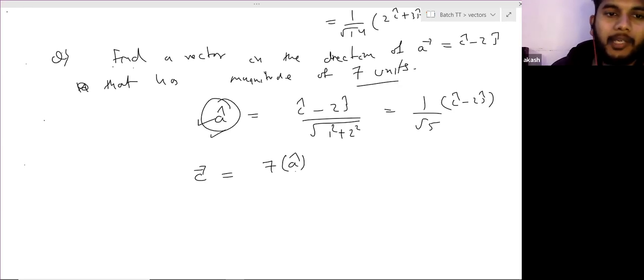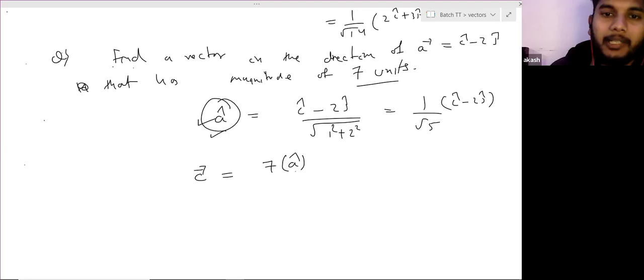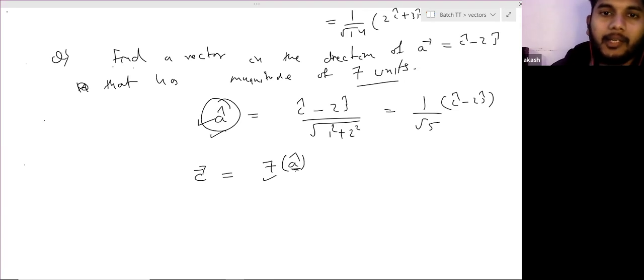What is the magnitude of A cap? 1, right? So if I multiply this A cap by 7, then the magnitude becomes 7. That is what they are asking.